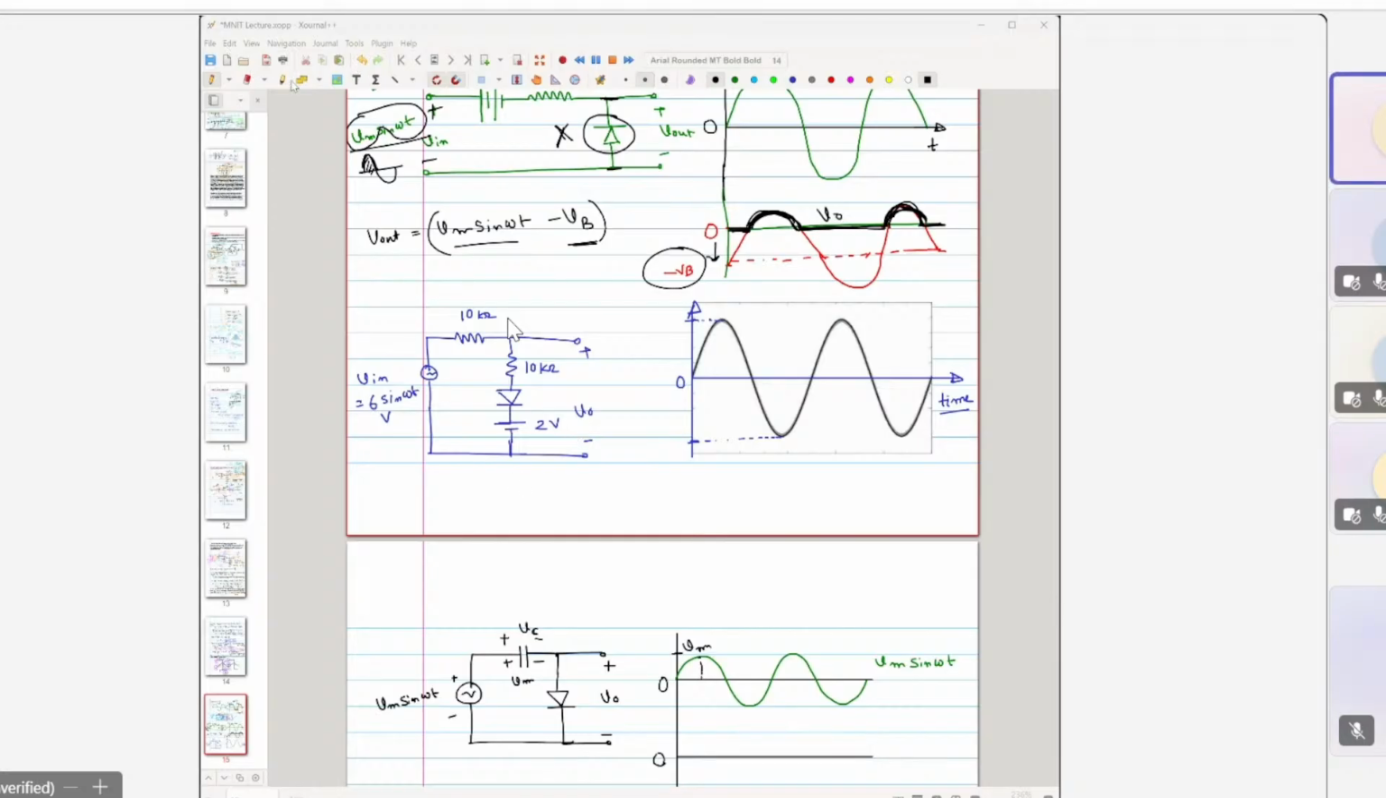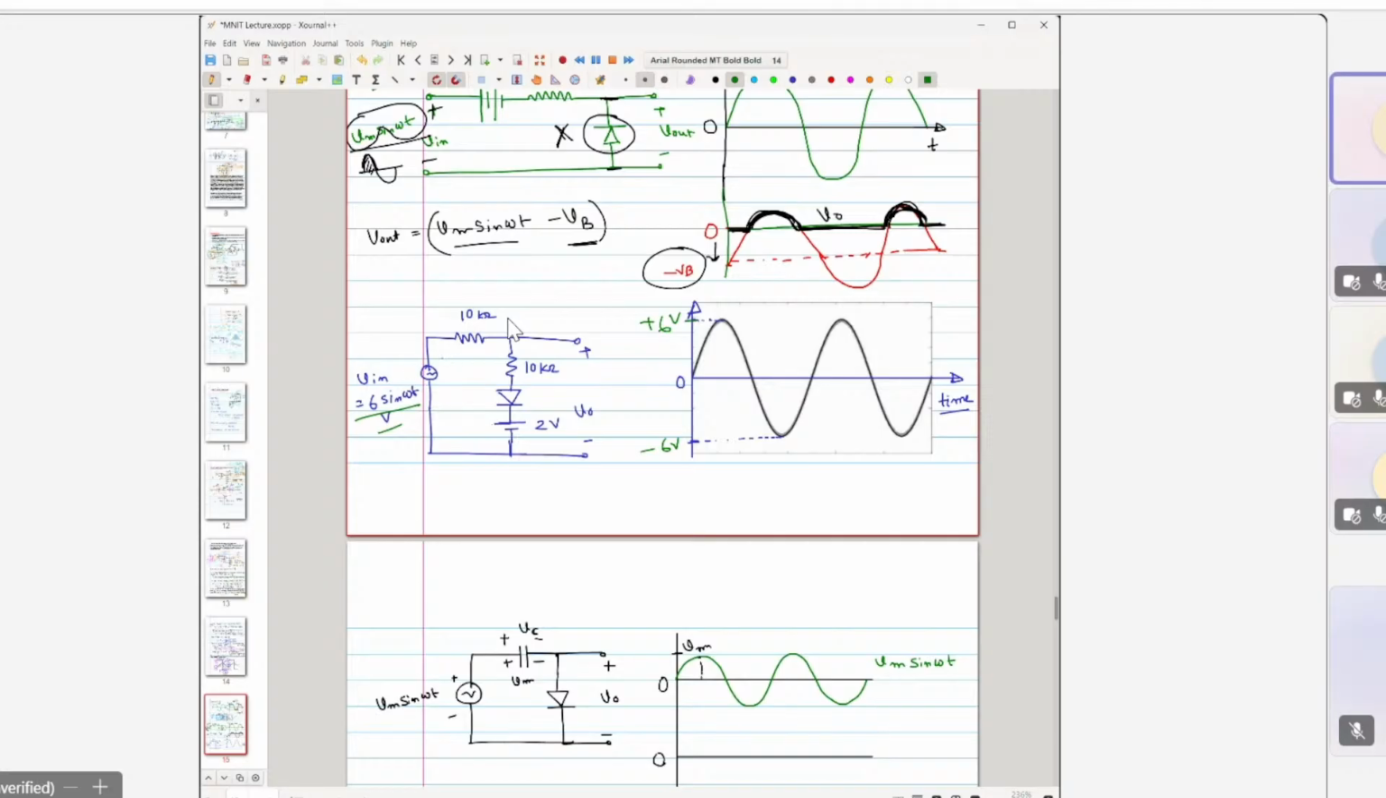So here, can you guess what would be the output waveform? Here it is given the input waveform is 6 sin(ωt) in volt. That means this is plus 6 volt, this is minus 6 volt, and this is 0 volt. This is the input waveform. We need to find what will be the output waveform. So how would the output waveform look like?